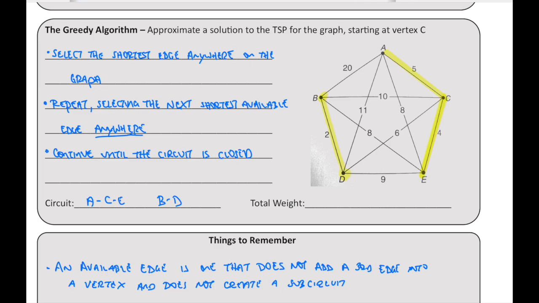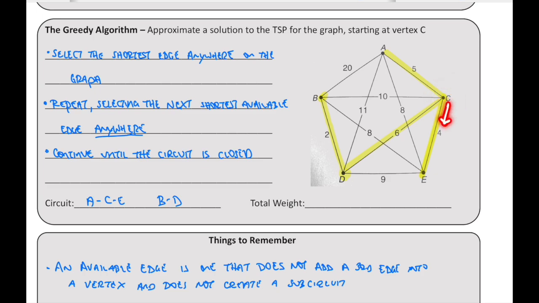Notice I don't actually care that I'm starting at vertex C. I'm going to start at the end. So I'm going to join together the pieces, the shortest available edge, the next shortest edge, the next shortest edge, and so on. After the 5, we've got 20, 10, 11, 8, 8, 6, 9. So the 6 is the smallest. Ooh, but if you take a look at this, that gives us 3 lines into C. That is not going to be a Hamilton circuit.